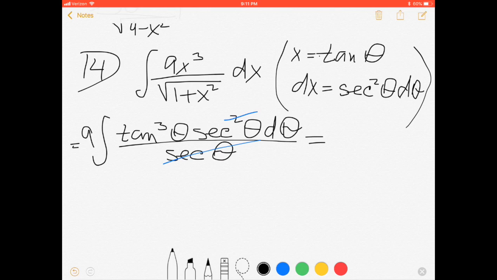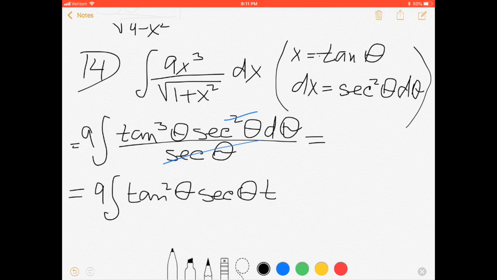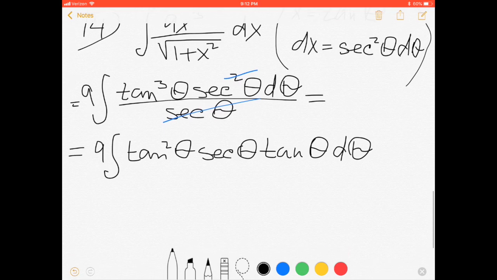Remember how we're solving this type of trigonometric integral? This means we separate tangent squared and tangent. Doing each step is more practice for trigonometric integrals. Secant theta, tangent theta, d theta. You see, I'm only rewriting my tangent cubed.